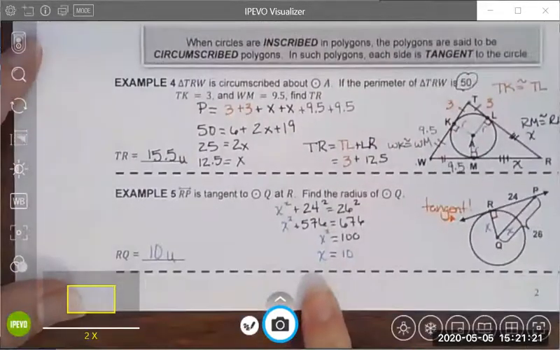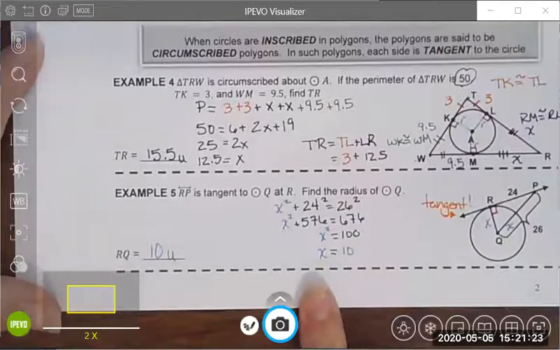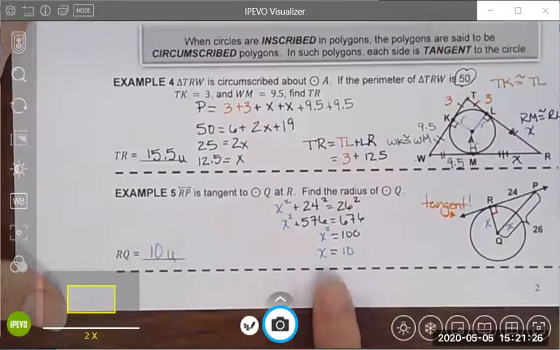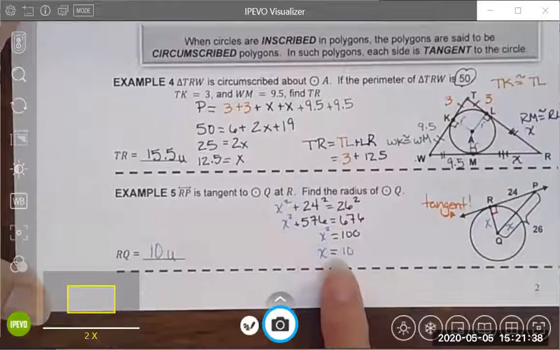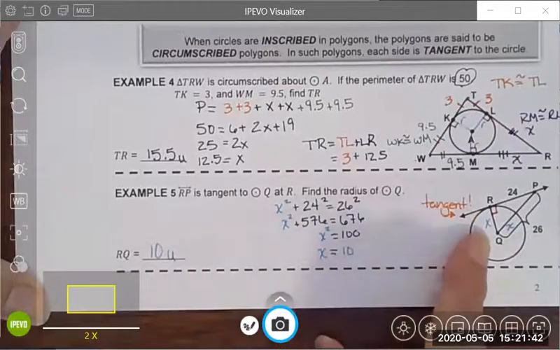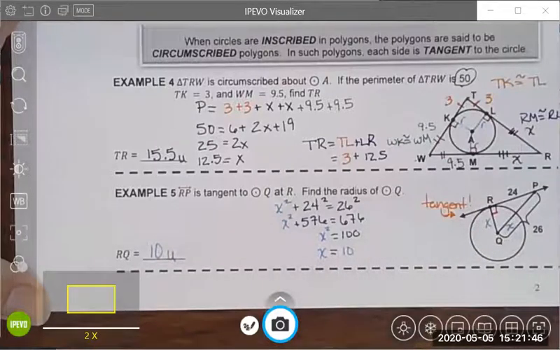Example 6 is actually very much like example 1. I went ahead and solved it just to save us a little bit of time. I would use Pythagorean theorem here. If I use Pythagorean theorem, I discovered that the radius of my circle is 10 units. And then I noticed the question is asking me to find RQ, which was my radius. So at this point, I am done.